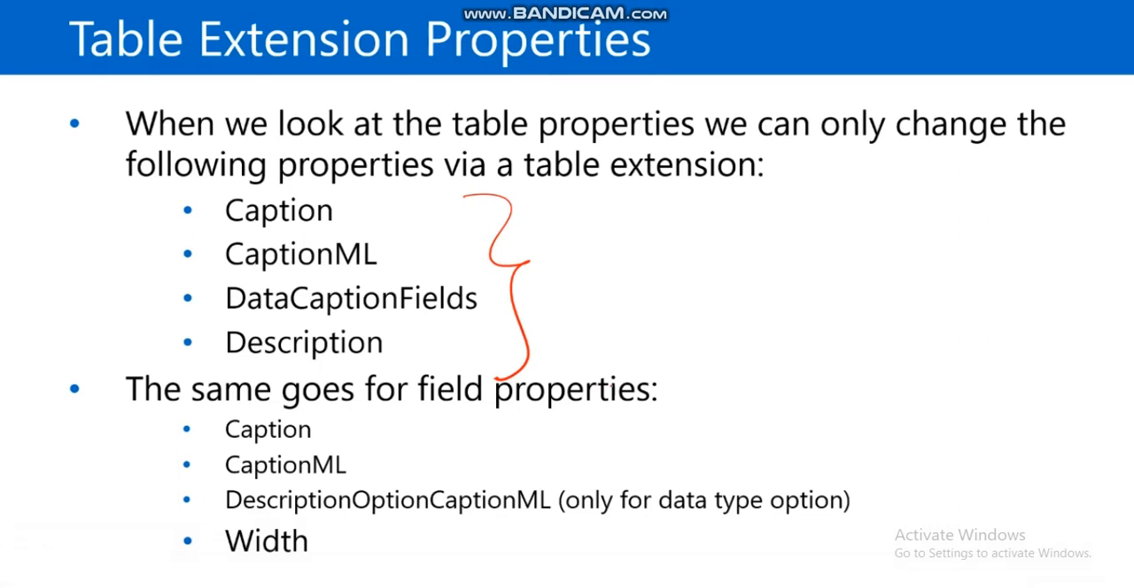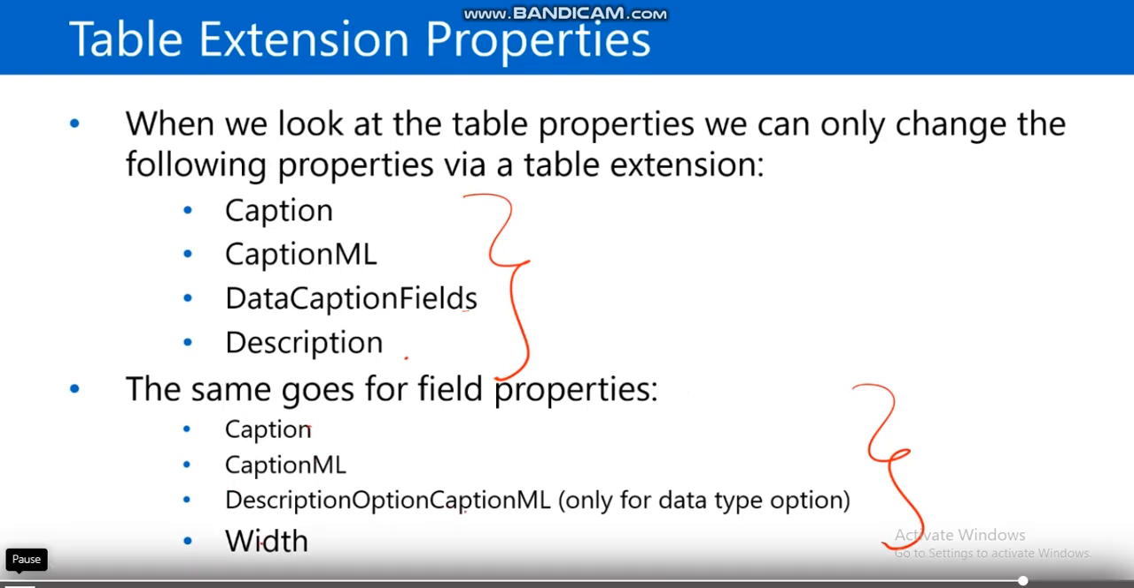And the same goes for the field properties. So not all the properties can be changed. We can change only some of the properties. So in table properties, we can change the caption, caption ML, the data caption fields, right? The description. And in the field, we can change the caption, caption ML, the width, right? And the description option, caption ML.